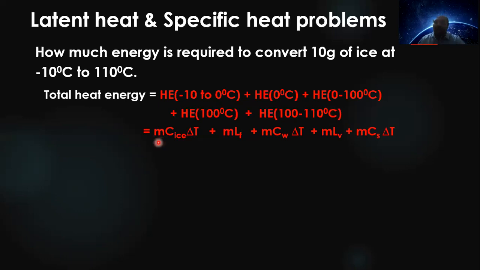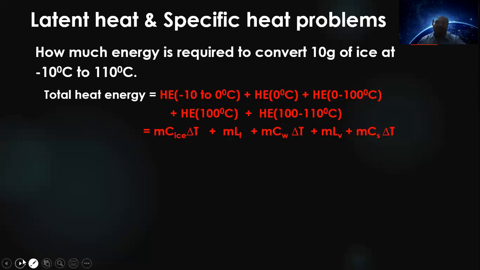Now you can see here mass and then specific heat of ice, change in temperature. Change in temperature will be 10 degrees Celsius here. And the second step, mass into latent heat of fusion value, we are going to substitute. The third step here, mass, specific heat of water, and change in temperature. The next step, at the boiling point of water, mass into latent heat of vaporization. And in the last step, mass, specific heat of steam, and change in temperature, 100 to 110 degrees Celsius.